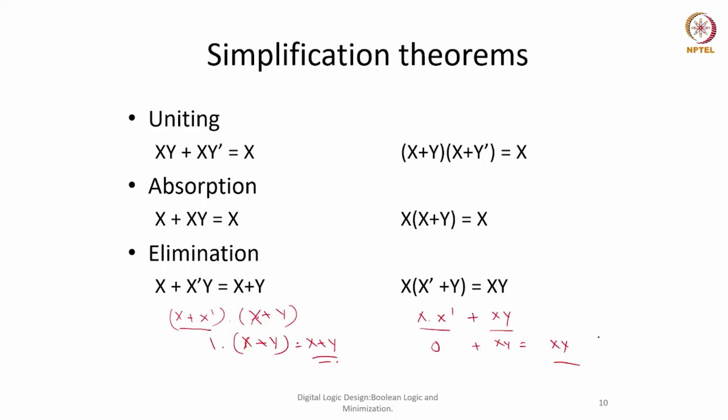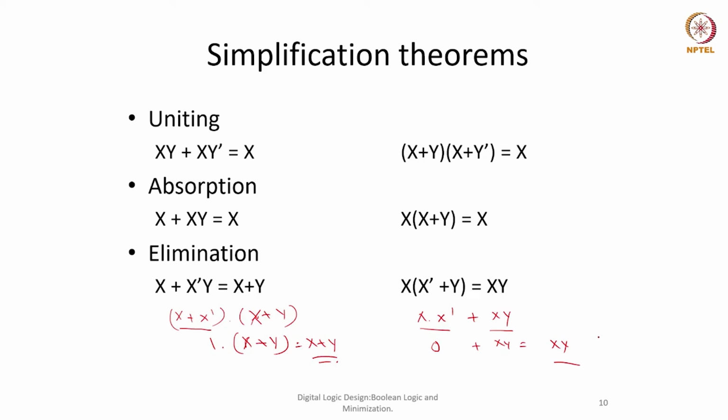The first uniting theorem says that if I have a variable x and there is another variable y whose complement is present, that is, the variable y as well as its complement are doing an AND operation with this variable, then that can be united.